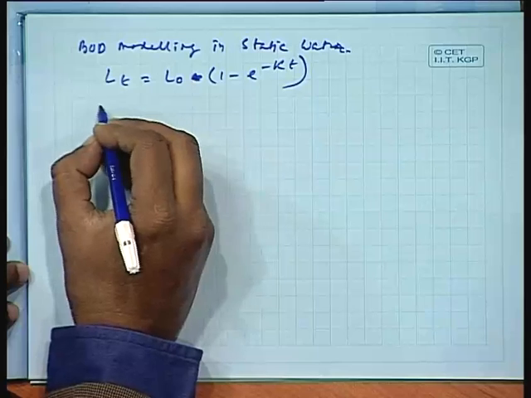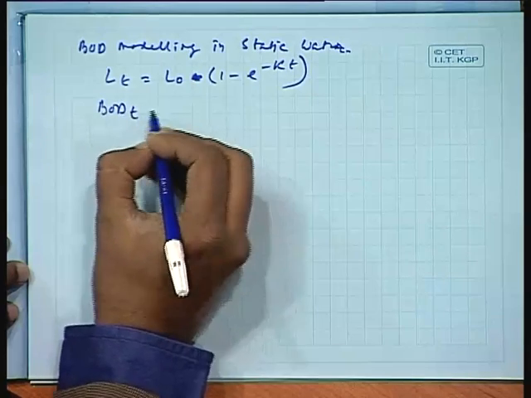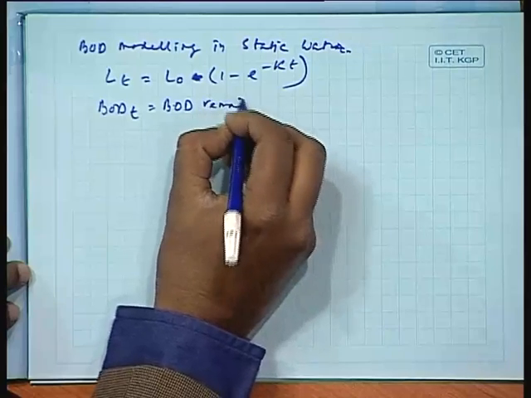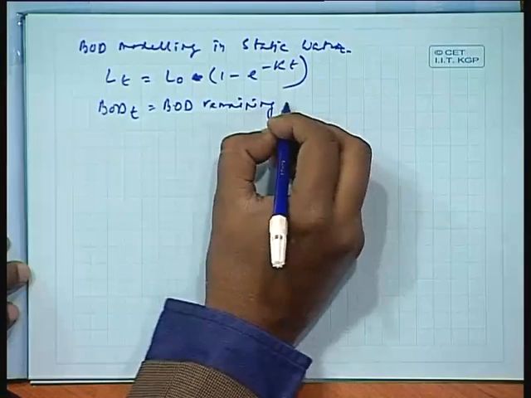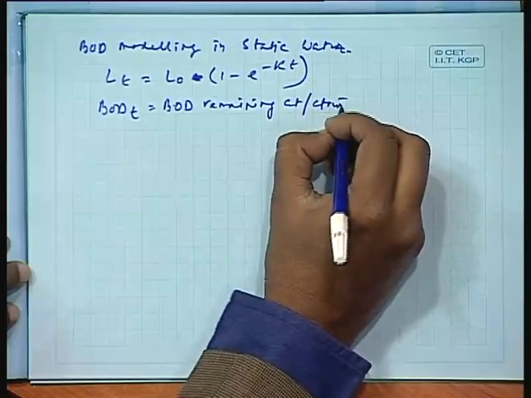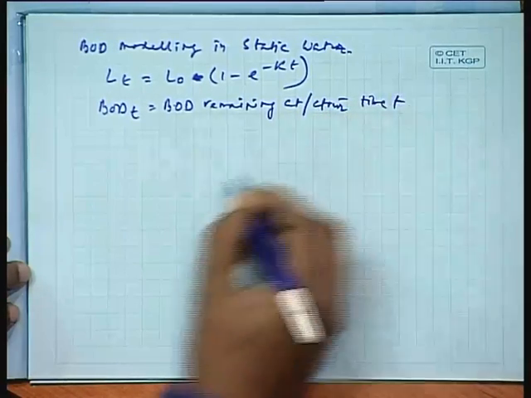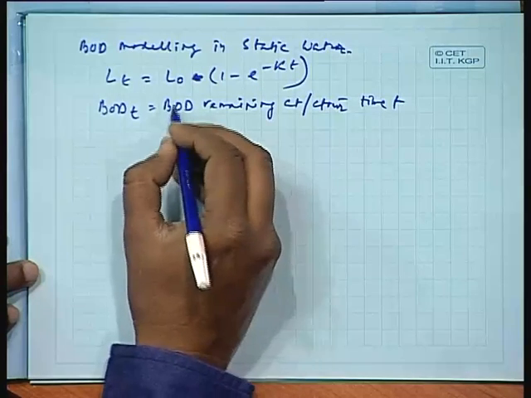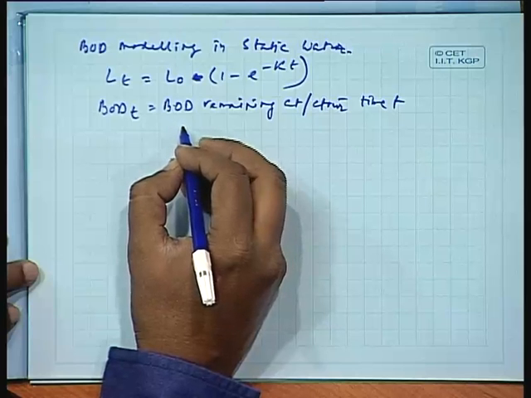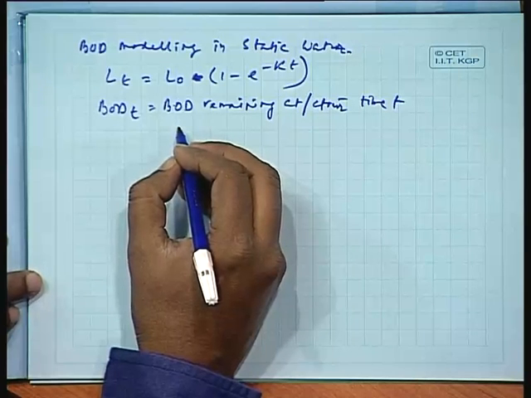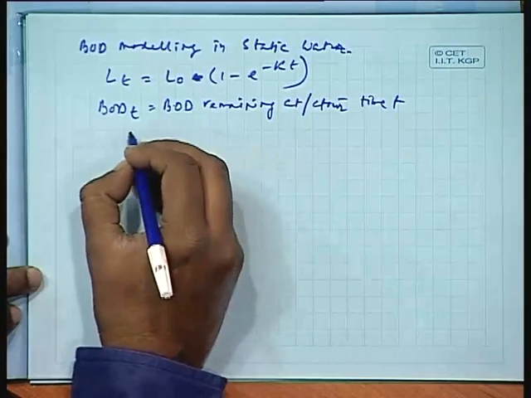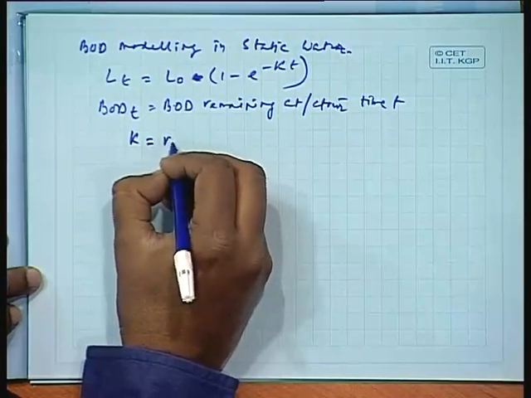BOD t, the BOD remaining at or after time t. And this L0 we have already explained as the ultimate carbonaceous biochemical oxygen demand, and this one is 1 minus e to the power minus kt, where k is known as the reaction rate constant.